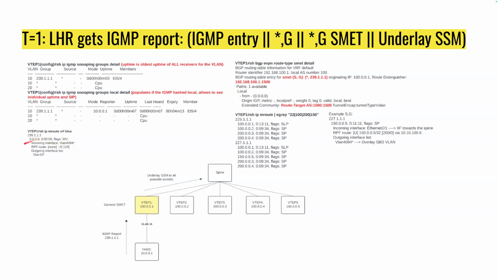So this is very important to understand and remember, guys. The OIL would be VLAN 10 and the incoming interface would be VLAN 4094 if we are looking at the mroute output in the VRF blue. And this is created for the actual group in which the receivers are present, 239.111.